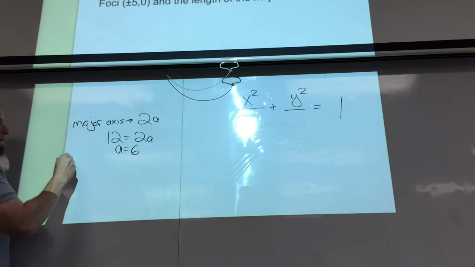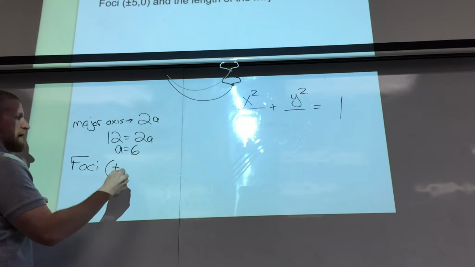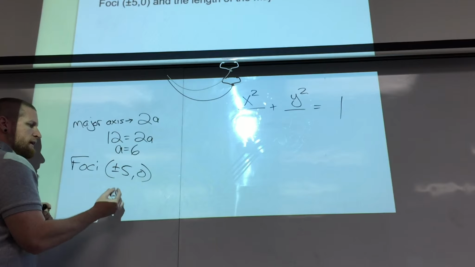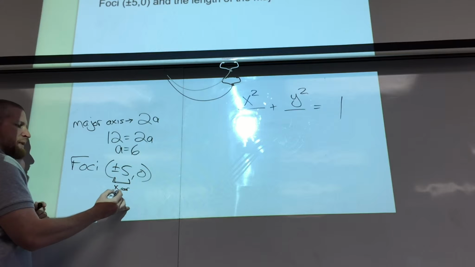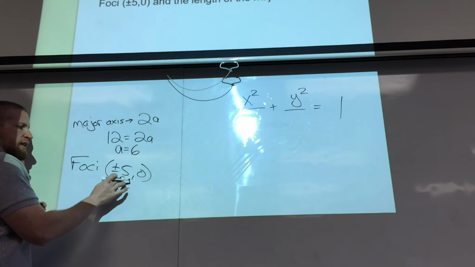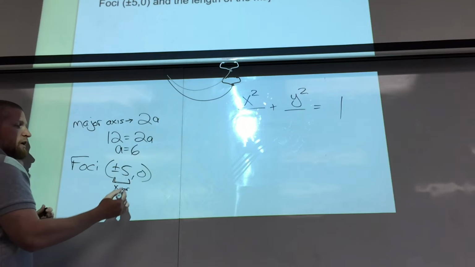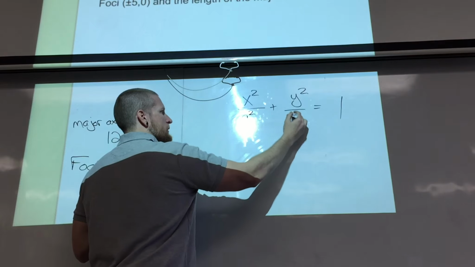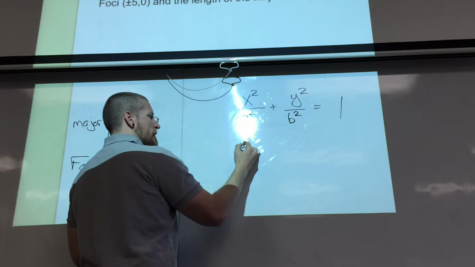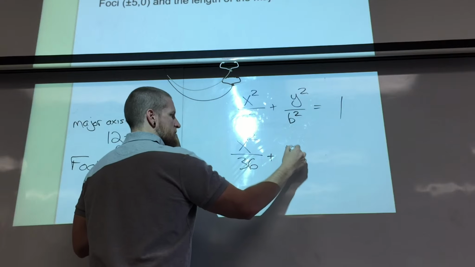But when they tell me the focus points are plus or minus 5, 0, this is telling me that to get the focus points, they change the x coordinate. Because everything's at 0, 0 to start, that means the larger number needs to be under x. So I already know A, so I can make that 36.